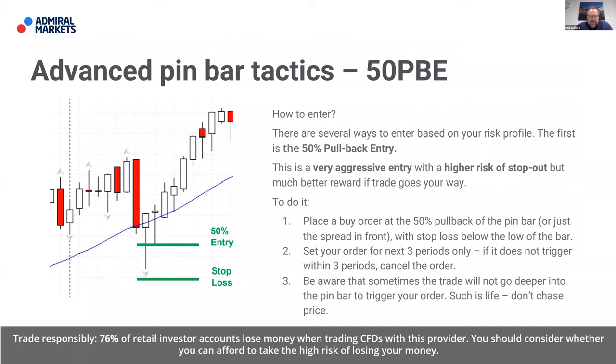So, as we said, one of the aggressive ways to trade is to trade the entry on a 50% pullback of the actual pin bar. So you could place a buy order at the 50% pullback of the pin bar itself, or just with the spread in front of it, with your stop loss below the low of that particular bar. And you set your order for the next three periods only, as in if it doesn't trigger within three periods, cancel that order. But you have to be aware that sometimes the trade will not go deeper into the pin bar to trigger your order, such is life, okay.